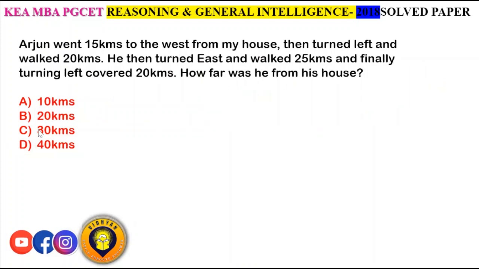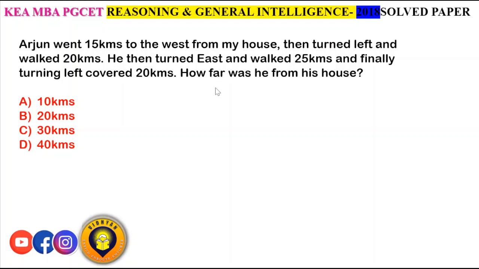Arjun went 15 kilometers to the west from his house, then turned left and walked 20 kilometers. He then turned east and walked 25 kilometers, and finally turning left covered 20 kilometers. How far was he from his house?